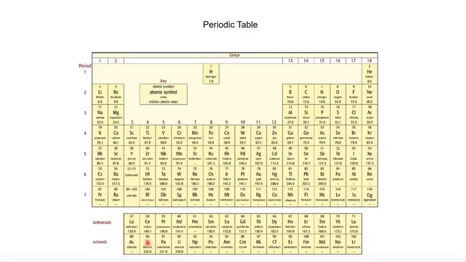As I said about atomic number and mass number, we get them from the periodic table. Here is a modern periodic table of all 118 elements. I will talk about this periodic table in the next lecture: how the periodic table was developed and what information we get from it. That will be my next lecture.